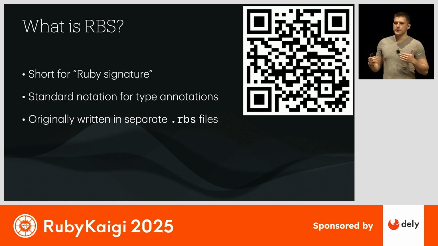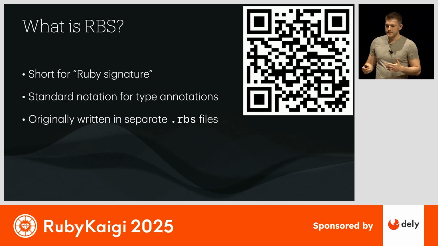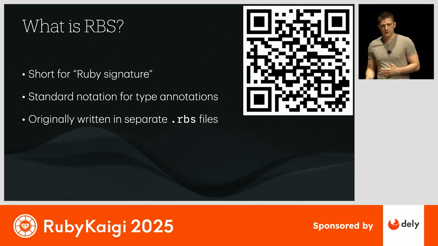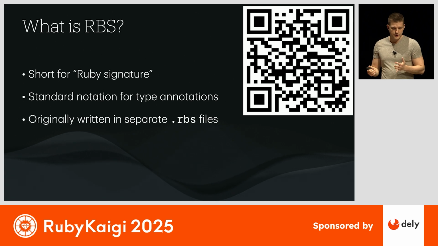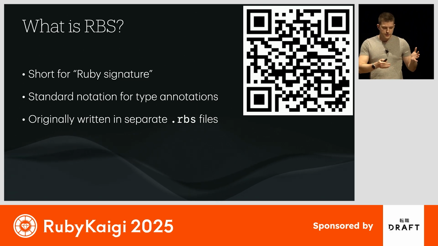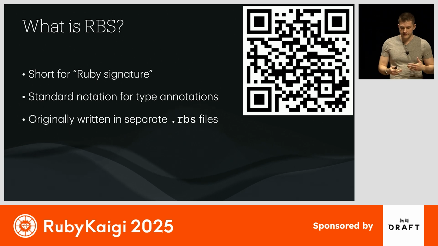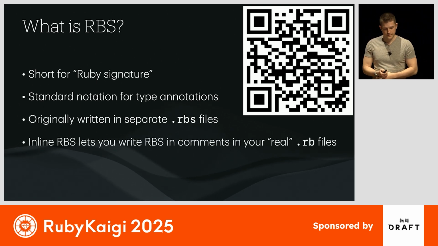Originally, RBS was written in separate .rbs files. These are files that aren't executed by the Ruby virtual machine. They're not even seen by the interpreter at all. Instead, they exist in parallel in your same repo for static analysis tooling to read, not for your actual Ruby code to execute.